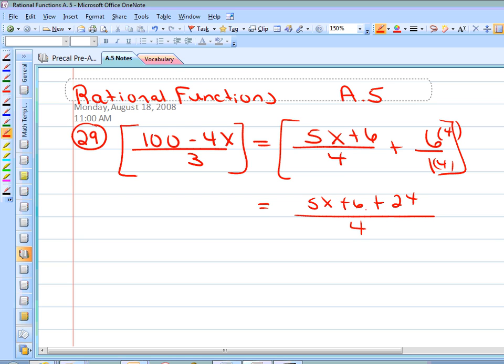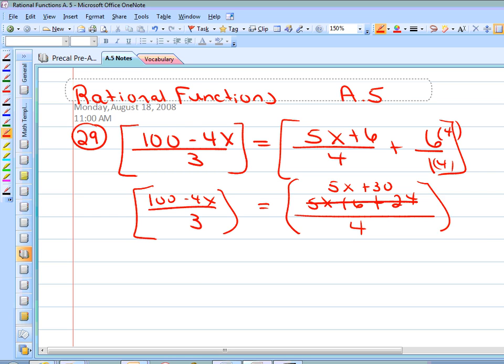I'm going to combine those like terms and that would be 30. So really, I'm just going to erase that. I'll just mark it out. And it would be 5x plus 30. And that is now equal to 100 minus 4x over 3. If we have a fraction equal to another fraction, it should be very comfortable for you right now to think I can cross multiply and solve, and that's what we're going to do. Notice the denominators do not have any variables, so we have no restrictions.